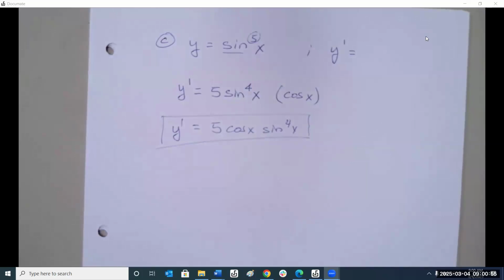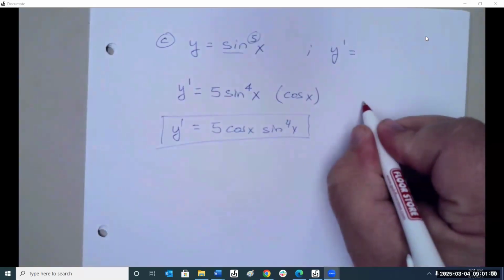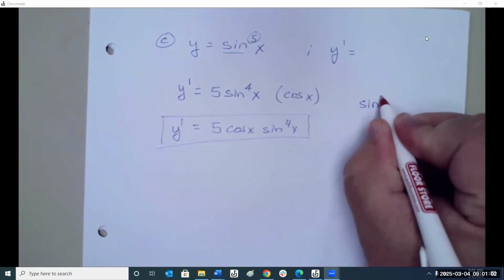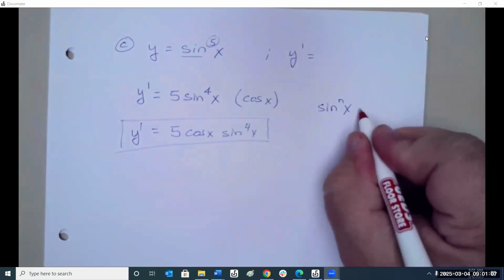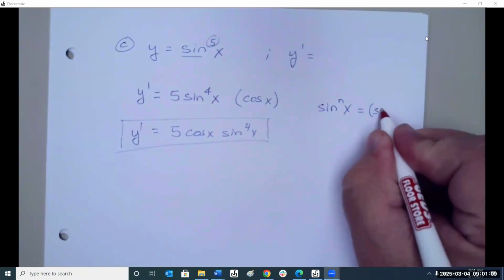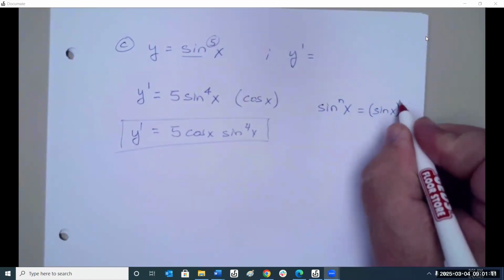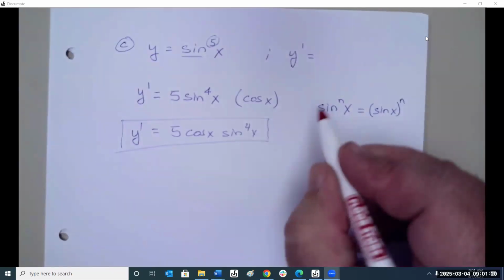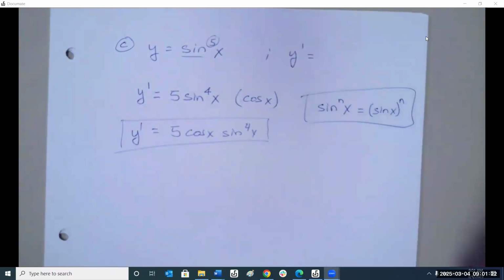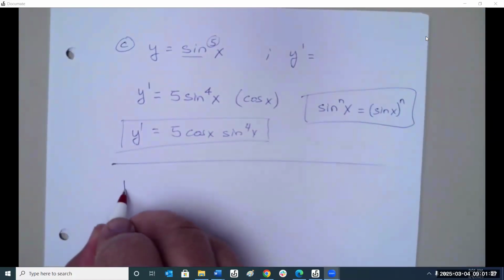How does this fit into the chain rule? Because sine to the power n of x is the same thing as sine x to the power n. That's a chain rule. So here's another identity that you have to remember, that exponentials with trig functions.